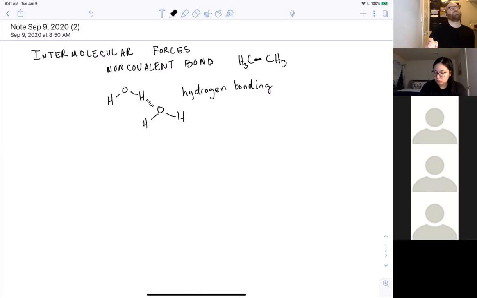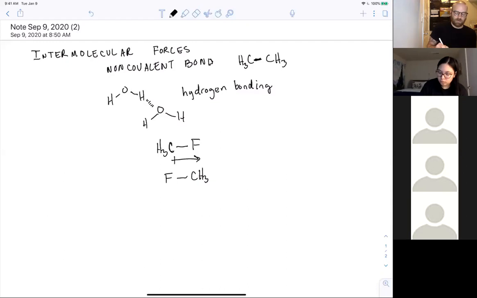So what's a good example of one with a dipole? Let's say you have some compound like this, fluoromethane. So I have a carbon and I've got a fluorine attached to it. There's going to be a dipole there. And so if I have a pure liquid of this, the dipoles will tend to align such that they oppose one another.